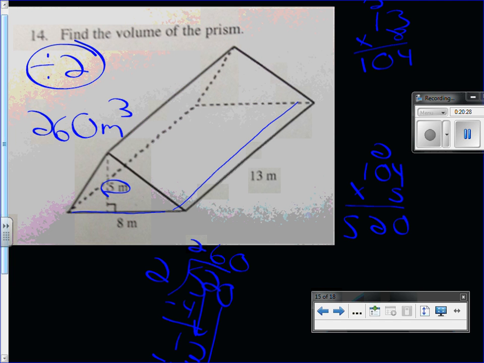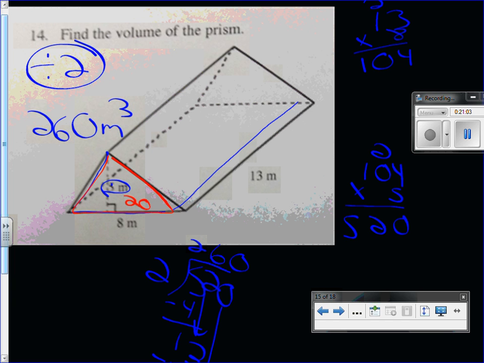Now, kids, there's another way to solve this problem, okay? You could also do it this way. You could take, and it's even quicker, you could take 5 times 8, find this triangle. I'll use a different color to help you out. 5 times 8 equals 40. Divide it by 2, you get 20. Remember, you only have to divide by 2 once, right? Since we've already divided by 2, then we can just go 20 times 13, and we also get 260. I wanted to show you a couple different ways to do it, okay?